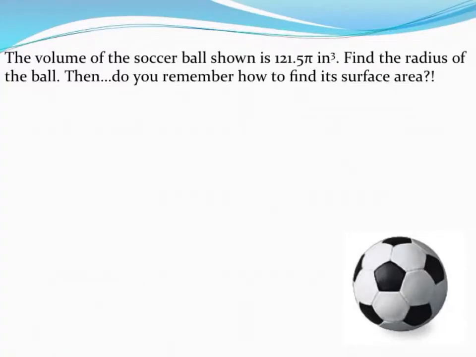In this example, we need to work backwards given the volume of a sphere to find out what the radius of that sphere is. And then they ask us later about the surface area, but we'll get to that in a minute. So let's work backwards first and find what the radius of this sphere is going to be.